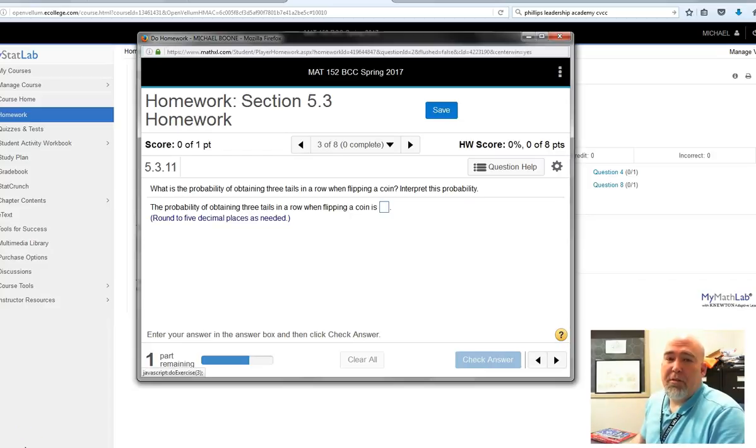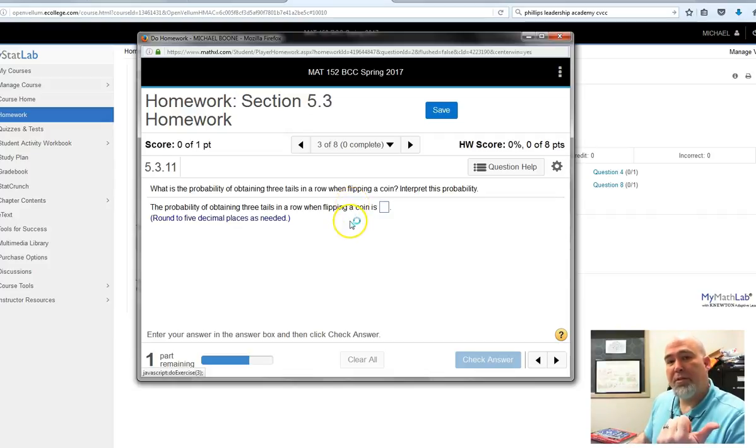Alright guys, so in section 3 of chapter 5 we're dealing with multiplying probabilities. We're talking about independent events, we're talking about more than one thing happening. And so for example in here we have obtaining 3 tails in a row. So that means I get a tail and a tail and a tail. And so by saying and in probability that means multiplication.